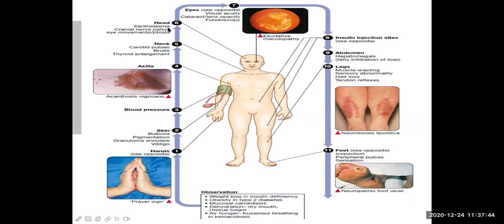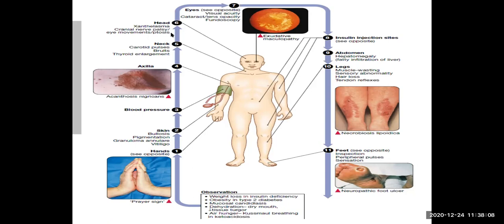There is xanthelasma. There may be cranial nerve palsy, and there may be decrease in the eye movement or maybe ptosis. One of the students was just asking me, what is the chance of ptosis there? See, ptosis can be seen in case of diabetes as a result of diabetic neuropathy. So which cranial nerve is affected in case of ptosis? Which cranial nerve is that?